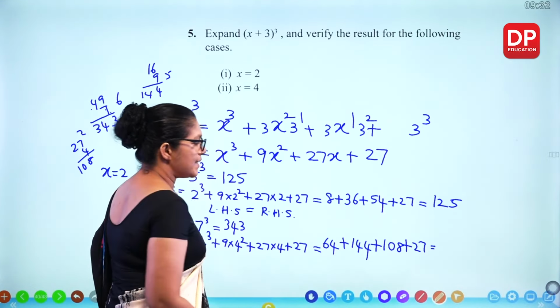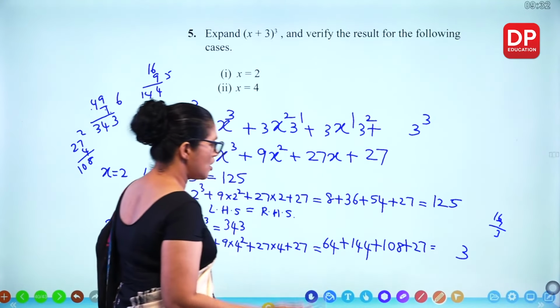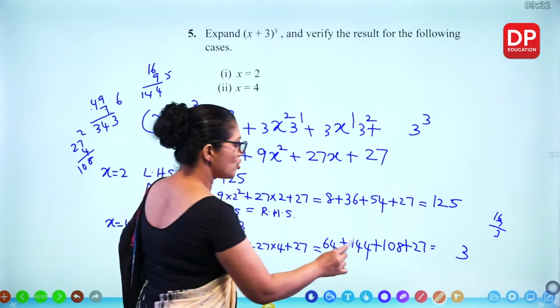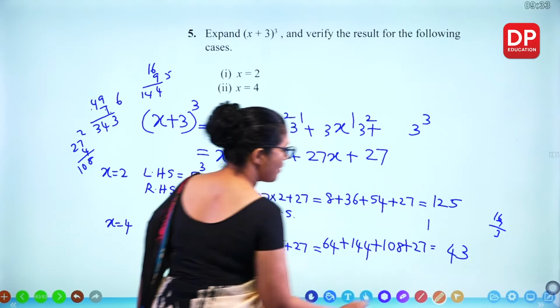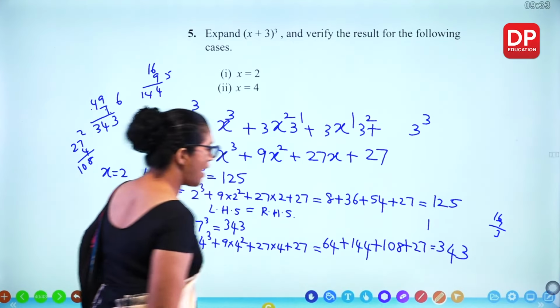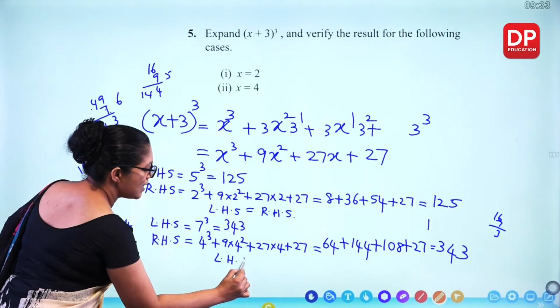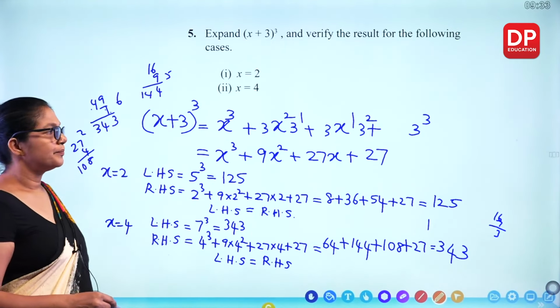4 plus 4, 8. 8 plus 8, 16. 16 plus 7. What's the answer? 23. So 3 there. 2 remaining. 6 plus 2, 8. 8 plus 4, 12. 12 plus 2, 14. 1 remaining. 1 plus 1, 2. 2 plus 1, 3. So 343. So we see left hand side is equal to right hand side.